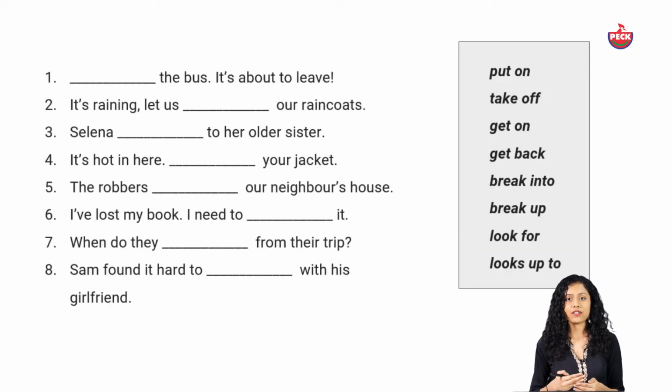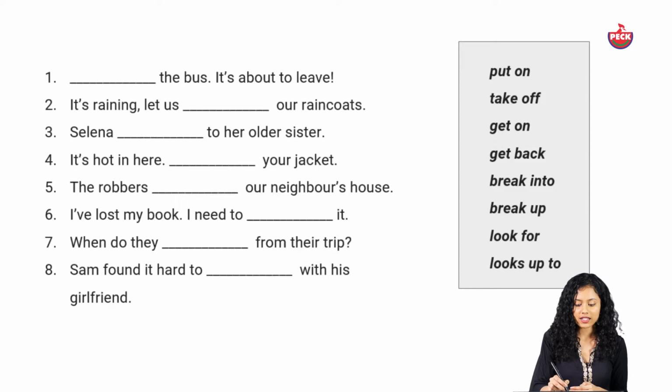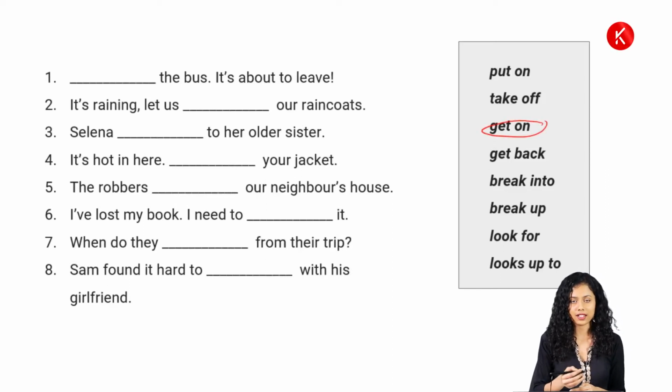Now, we are going to have a small activity to help you revise the different phrasal verbs that you learned so far. Let's begin. The first sentence is, blank the bus. It's about to leave. Now, this means you have to board the bus before it leaves. So, what phrasal verb would you use here? It is get on. So, you can say get on the bus.